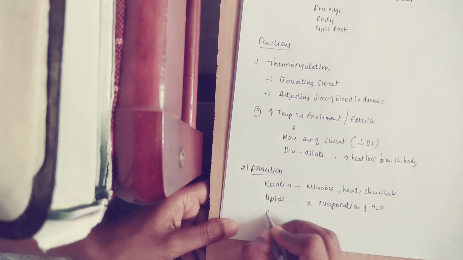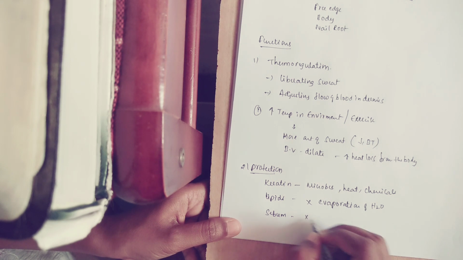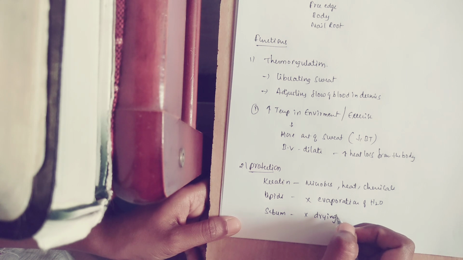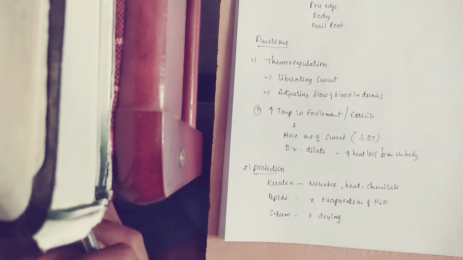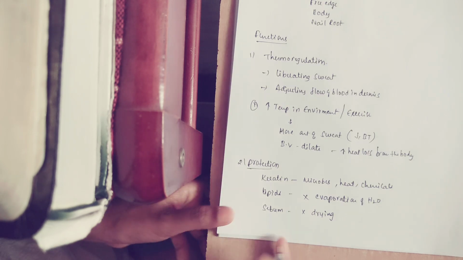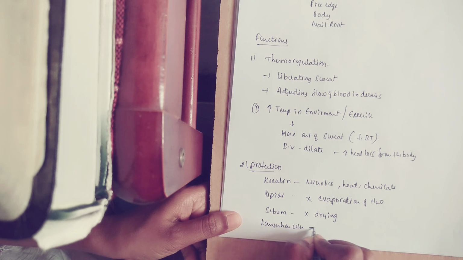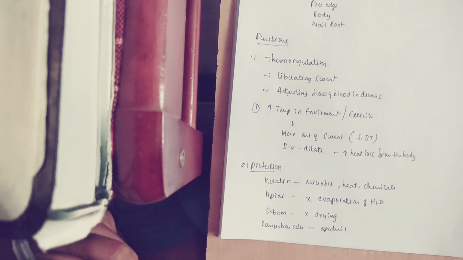Okay, and next, with the help of sebum, it prevents the skin from drying. Clear? Preventing the skin from drying. And next, there are two other types of cells. That is Langerhans cells. Clear? I told you, these are present in the epidermis. See how it is protecting, that is by immunological response. This is acting like phagocytic cells.